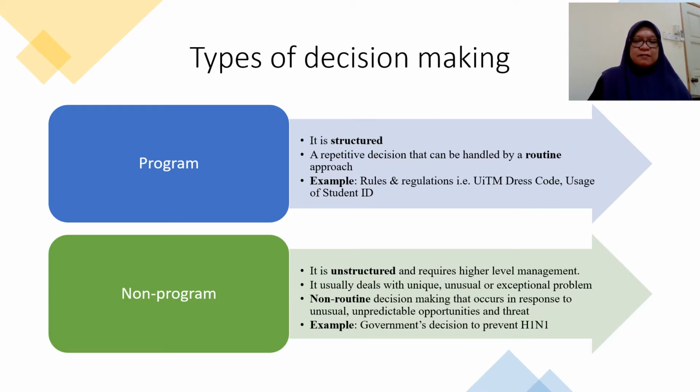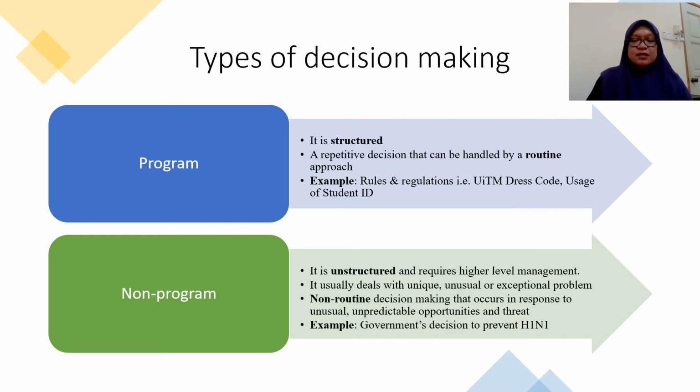Program and non-program. Program is a structured, repetitive decision that can be handled by a routine approach for all the situations or problems which we always face. We faced the problem before and it always occurs, so we call it a program decision. It becomes routine to us. For example, rules and regulations, like dress code, usage of student ID, and so on. So whenever we face the problems, we know how to cater for or solve them.